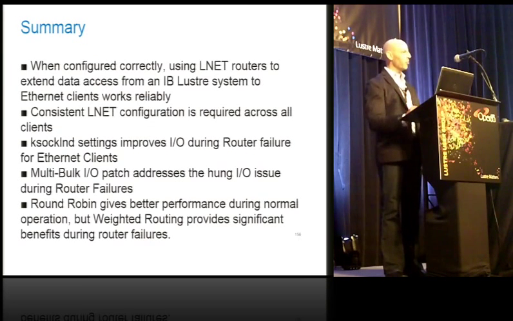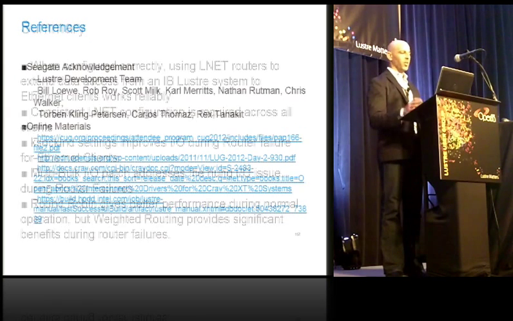So in summary, I walked through where I had a great learning experience, trying to figure out not just how it works, but doing it in a resilient and reliable fashion to survive multiple failures. The consistent LNET configuration was one point that I learned, and the ksocklnd to improve Ethernet connections for routed clients to an InfiniBand side, and the multi-bulk I/O patch also addresses the 4 meg I/O RPCs with LNET routing configurations. And lastly, round robin provides much better performance, but weighted routes provide a more deterministic failover time during router failover.